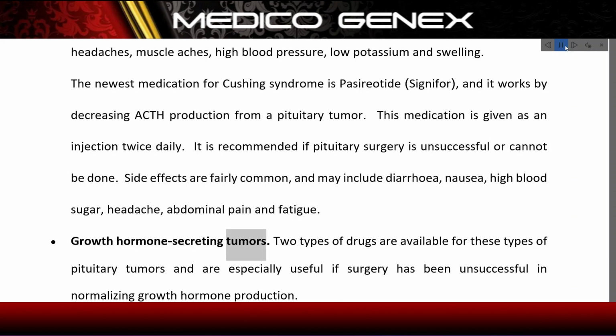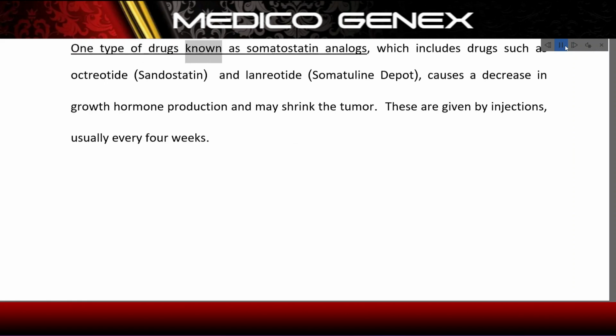Growth hormone-secreting tumors. Two types of drugs are available for these types of pituitary tumors and are especially useful if surgery has been unsuccessful in normalizing growth hormone production. One type of drugs, known as somatostatin analogs, which includes drugs such as octreotide, Sandostatin, and lanreotide, Somatuline Depot, causes a decrease in growth hormone production and may shrink the tumor. These are given by injections, usually every 4 weeks.